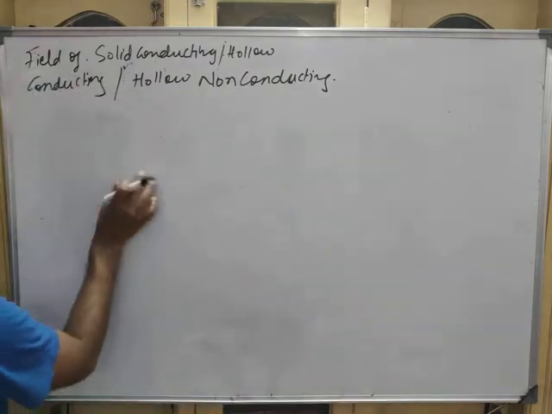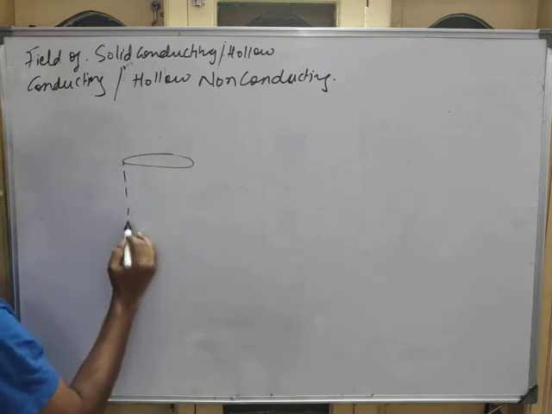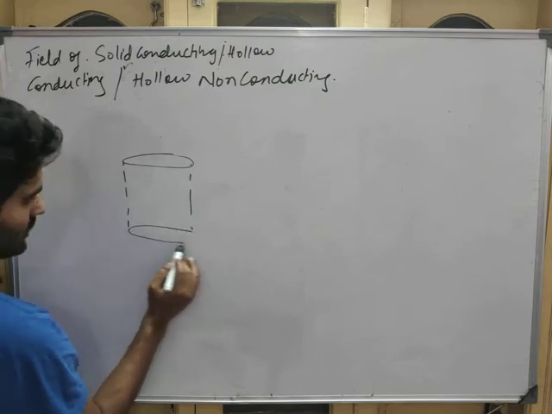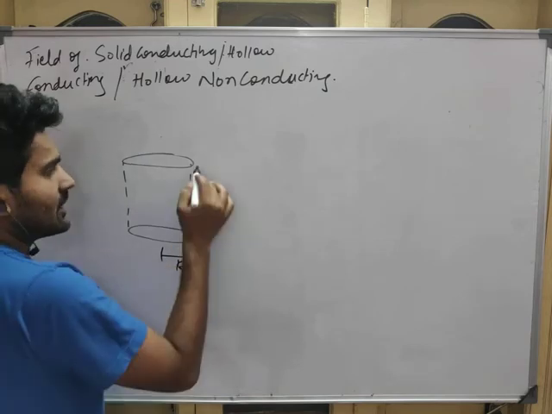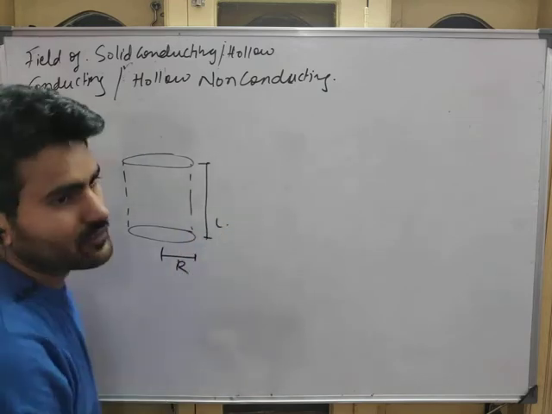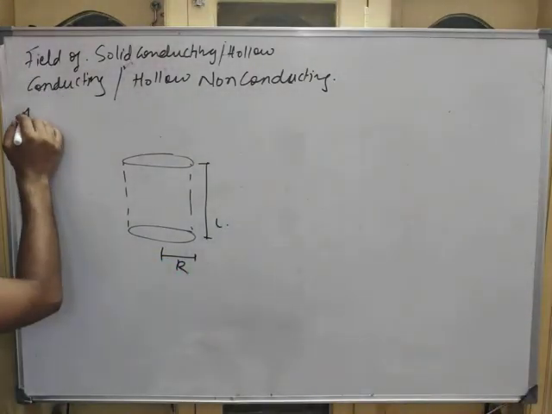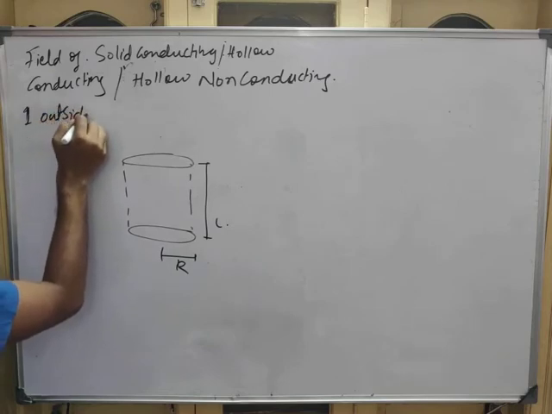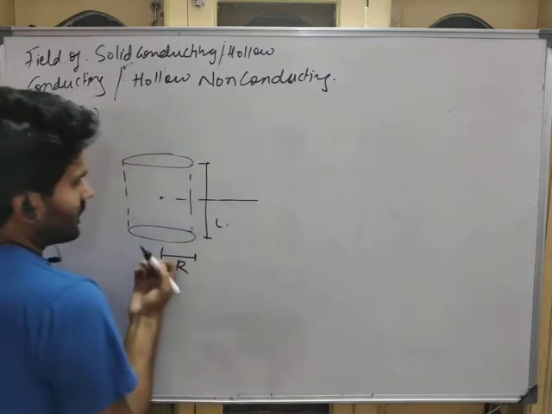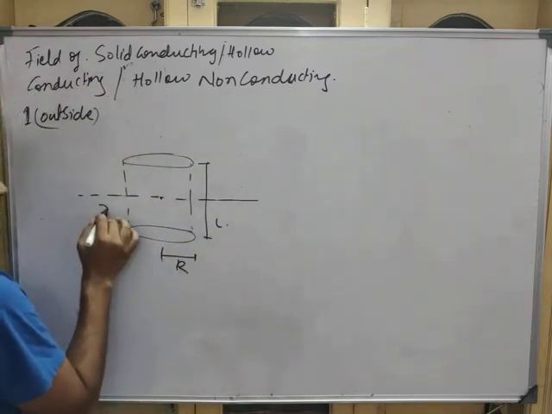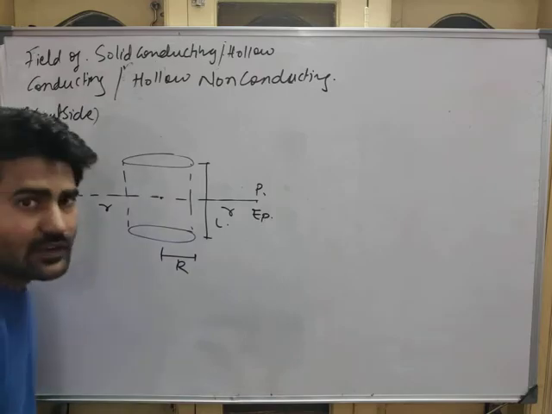So let's take an example of a cylinder, right? Okay. So this is a cylinder of radius r and length L, right? So we have to find out the field of this. First we will find out the field outside, right? So we will take a random point somewhere at radius r. Let's take this point. We have to find out the field here, EP, the field at the point P.